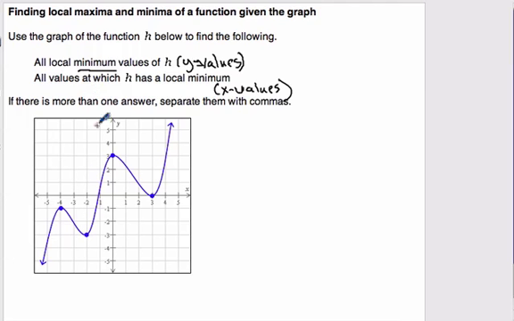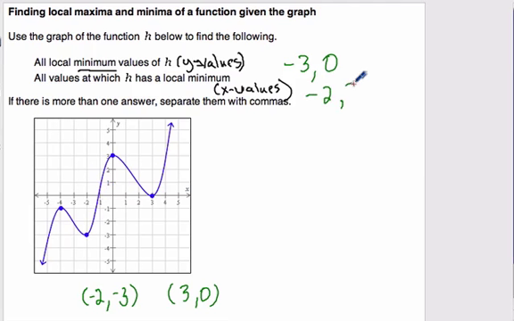Okay, so we're looking for minimum. So we have this point here, -2, -3. And the other local minimum is at 3, 0. So the y values here are -3 and 0. So you can see, here's your -3 value, and here's your 0 value for your minimums. And then the x values that they occur at are -2 and 3. So this is the first part, and this is the answer for the second part. You're just going to enter both of those into ALEKS.